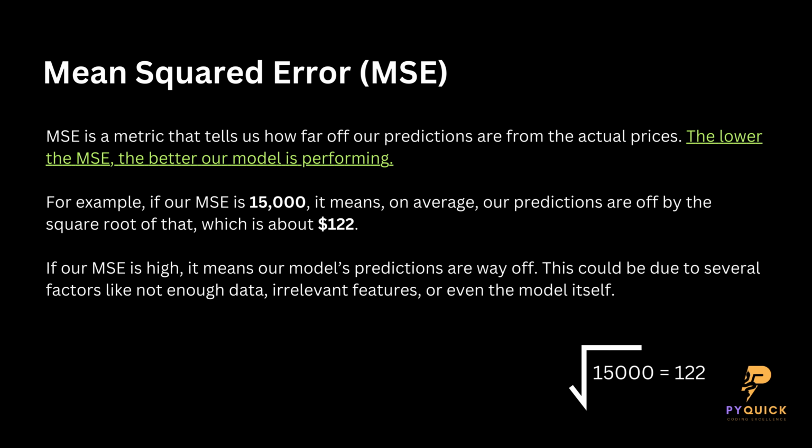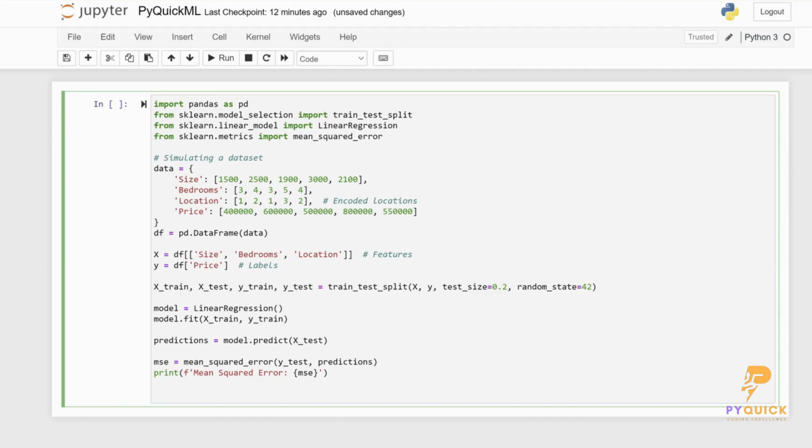This is pretty good, but there's always room for improvement. If our MSE is high, it means our model's predictions are way off. This could be due to several factors like not enough data, irrelevant features, or even the model itself. In future videos, we'll explore how to fine-tune models and make them more accurate. This is the code for MSE.